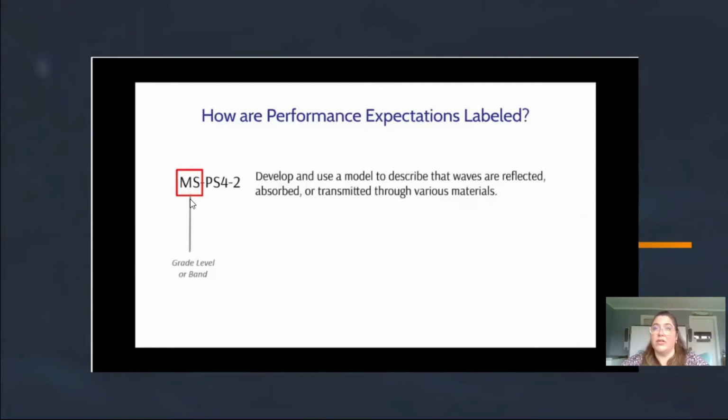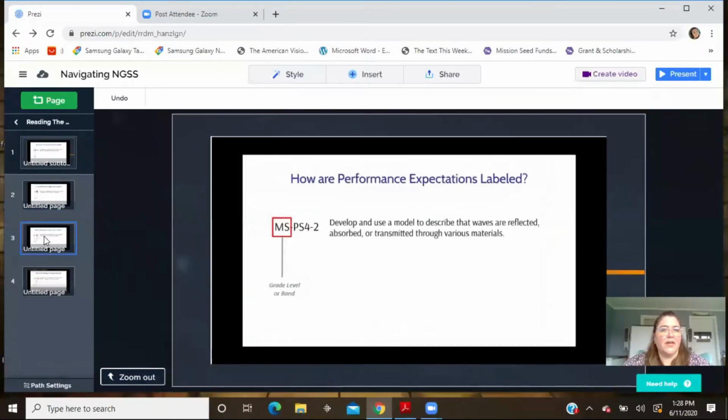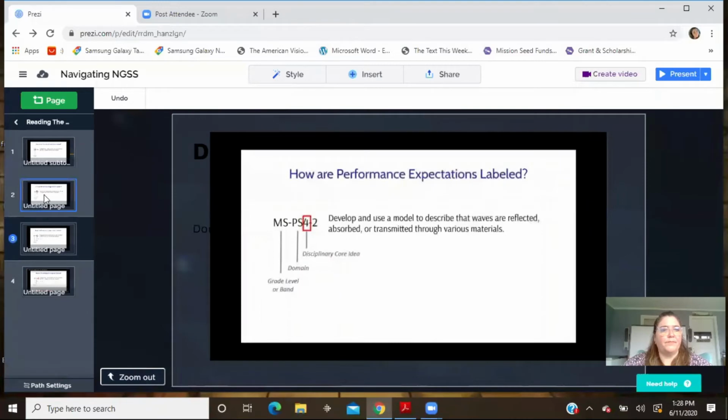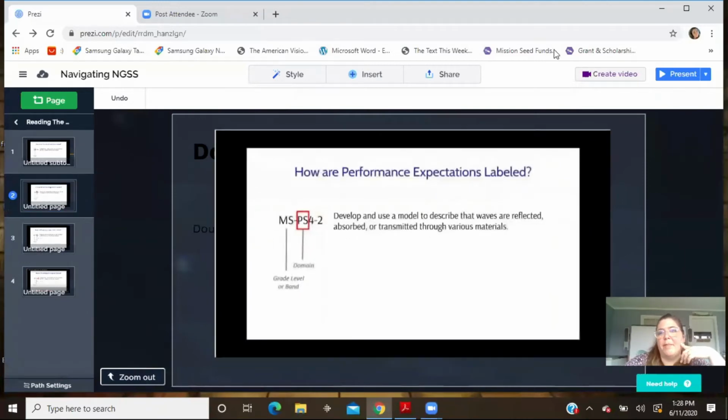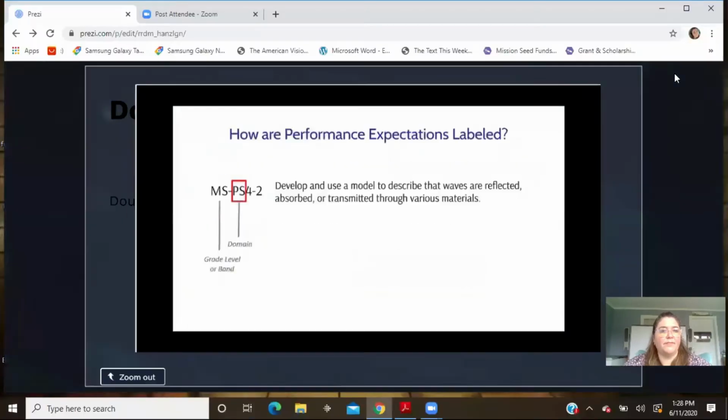When you're talking about elementary school, you have individual grade levels that you're working with. High school courses, the standards would be set up by subject because that's how students take their high school courses. So you've got MS, that stands for your grade level or band. Then you have the PS. PS is talking about the domain, so that would be physical science in this one.